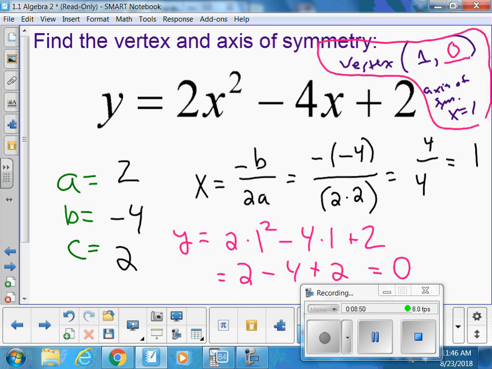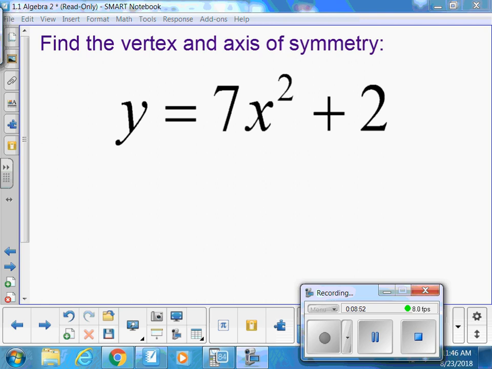That part is done. All right, same exact thing, just more practice finding the vertex and axis of symmetry. So go ahead and jot it down.